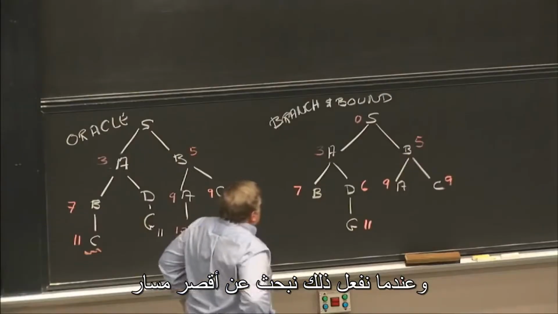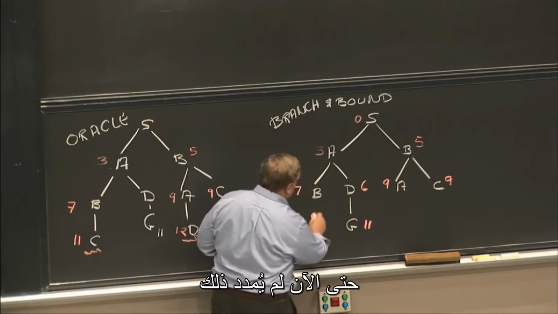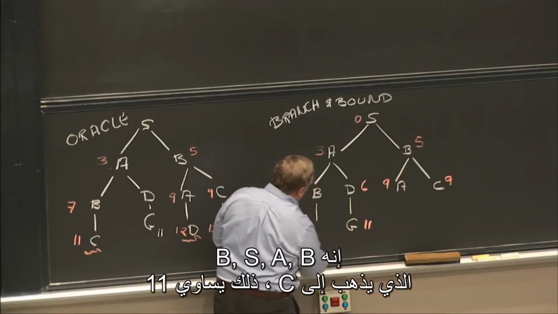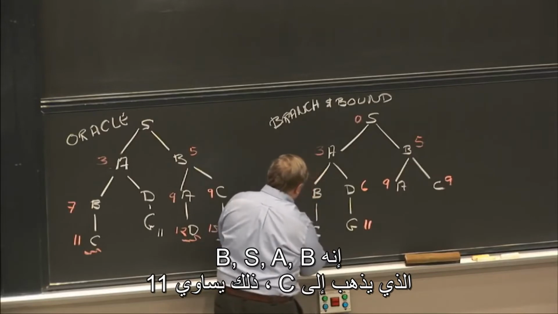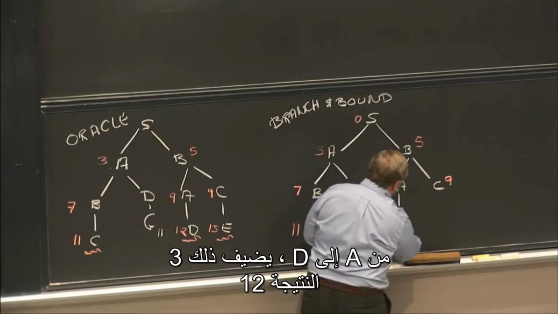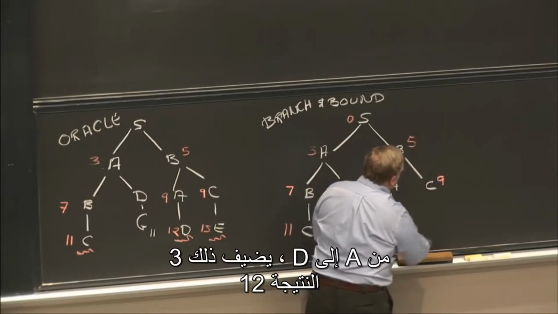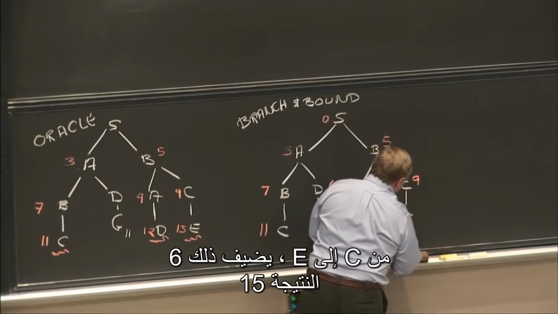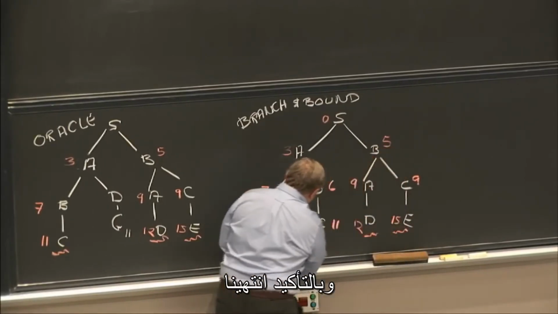And when we do that, we look for the shortest path so far that has not been extended. That's SB. SAB goes to C. That's 11. So we're done there. SAD goes to D. That adds 3. That's 12. C goes to E. That adds 6. That's 15. And sure enough, we're done.